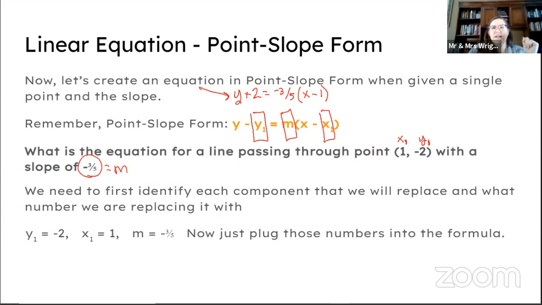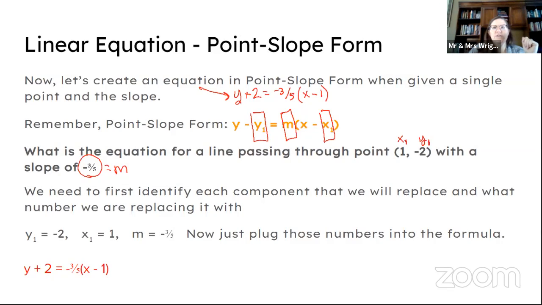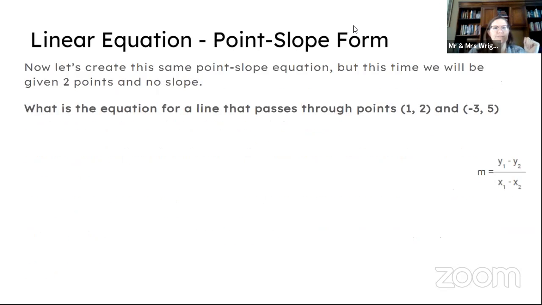But since it's not asking me for that in this equation, I'm not going to do it. Linear equation, point slope form. Now, what is the equation for a line that passes through points (1, 2) and (-3, 5)? This time we're not given a slope like we were last time, but we have the tools we need in order to figure out the slope.